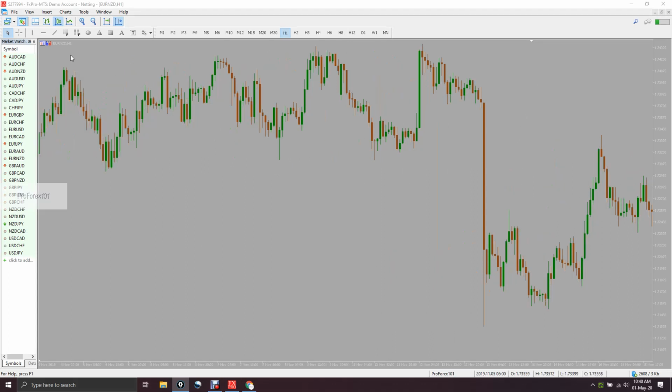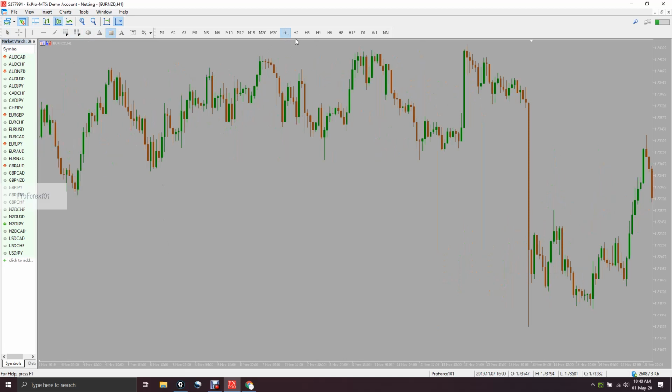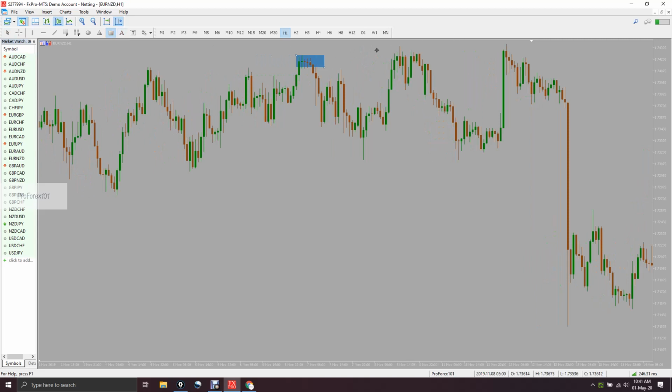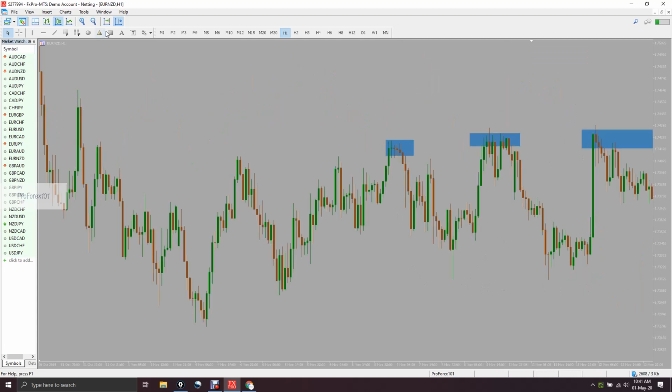So any zone, as I said, where the market turns around from is a supply zone. Now this is a 1 hour chart on Euro New Zealand. So this area here is a supply zone. This area here is a supply zone. That's because the market fell down from there, right? It went down, which means the price is being reduced. So lower prices, which means there's a supply in these areas.